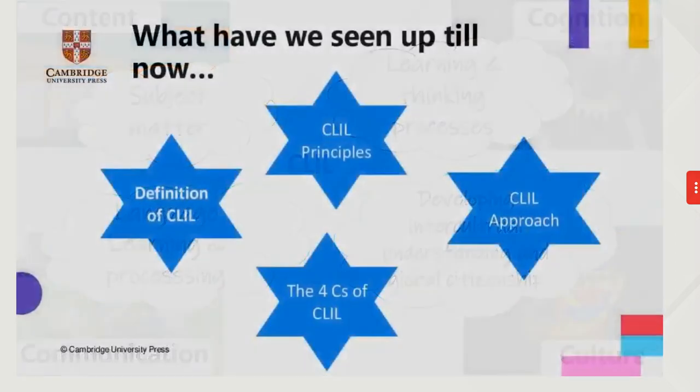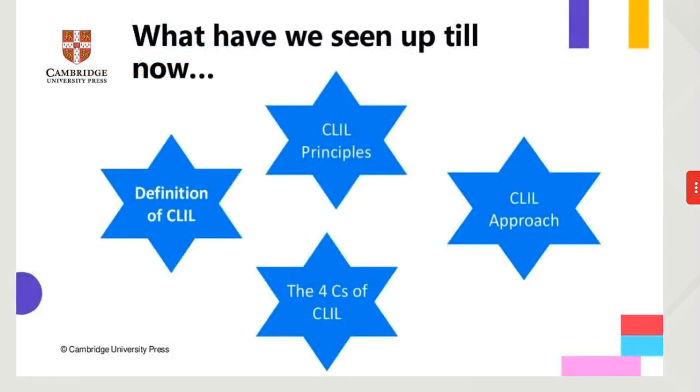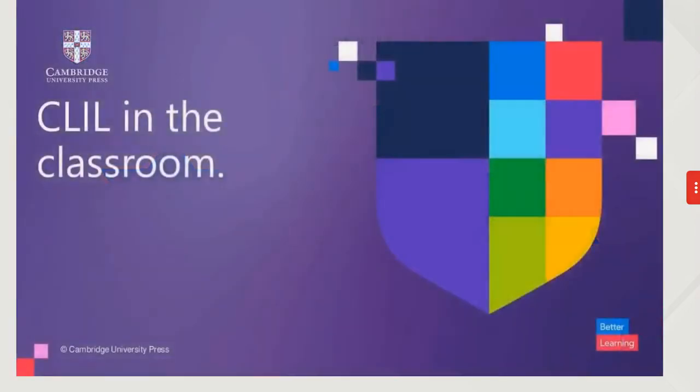Okay, so what have we seen up to now? These are the 4 areas we've looked at. We've looked at what a definition of CLIL is. We've looked at the 3 CLIL principles. We've considered CLIL approaches and a CLIL lesson, and we've looked at what the 4 C's framework which underpins a CLIL lesson is. But what does this all look like in the classroom? What does it look like for us in the classroom?